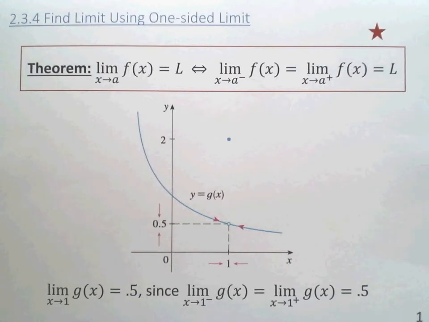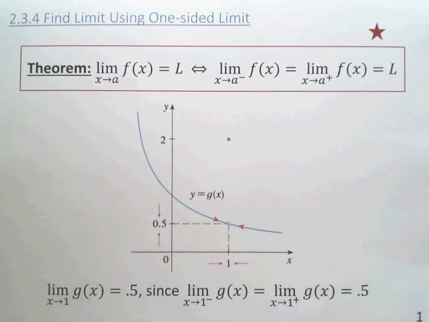We have this example before, right? So if we have a function that looks like this, as x approaches 1 from the left side, the function goes down to 0.5, which means the left-handed limit is 0.5. How about the right-handed limit? As x approaches 1 from the right side, the value of the function goes up to 0.5. The same, right? So we can make a conclusion: the limit of the function as x approaches 1 is 0.5 because the left-handed limit equals the right-handed limit equals 0.5. And sometimes this is very useful.